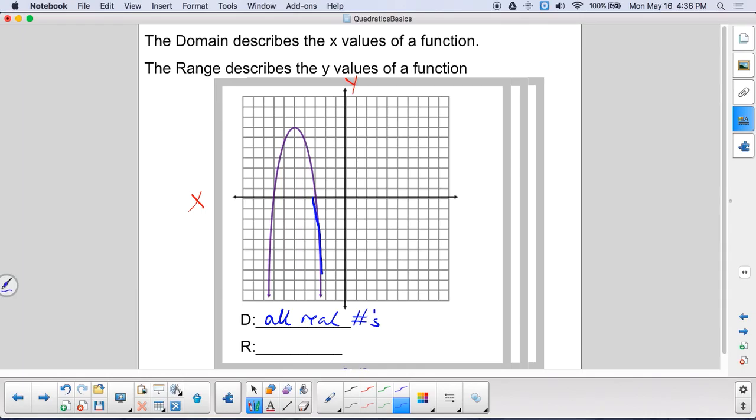The range, though, on this parabola is limited. We can't get any y value out. The highest y value we get is right here, that vertex, that maximum value. The highest y value we get is 7, right there. So my range is all y values in this case that are less than or equal to 7, because my graph is opening down.